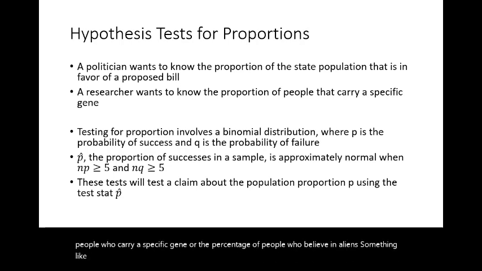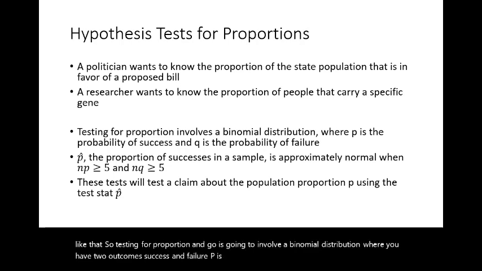So testing for a proportion is going to involve a binomial distribution where you have two outcomes, success and failure. P is the probability of success and Q is the probability of failure.